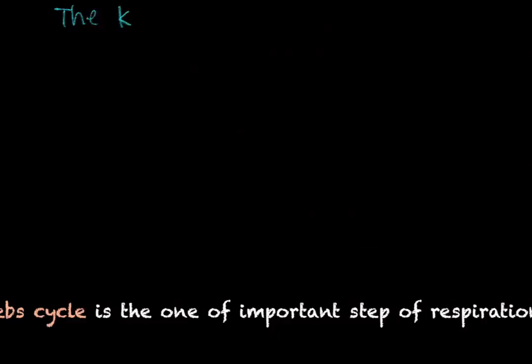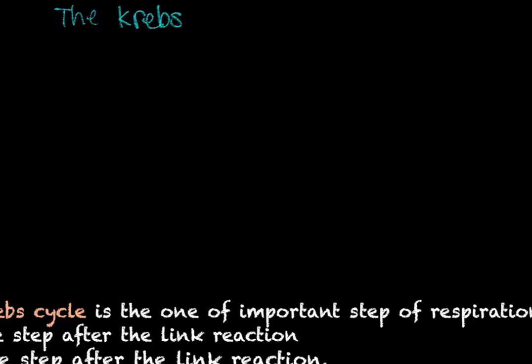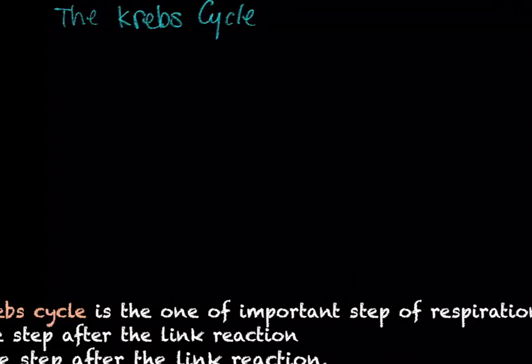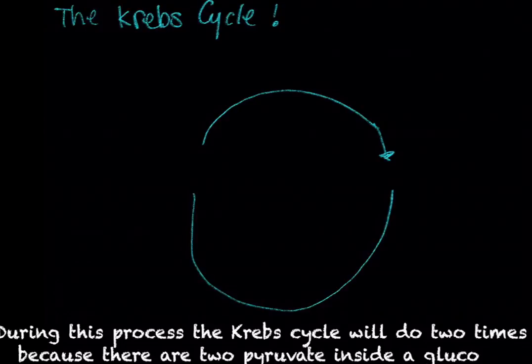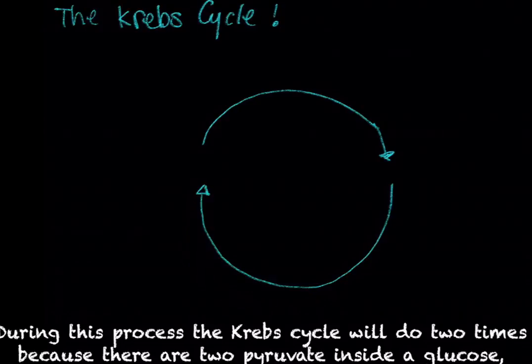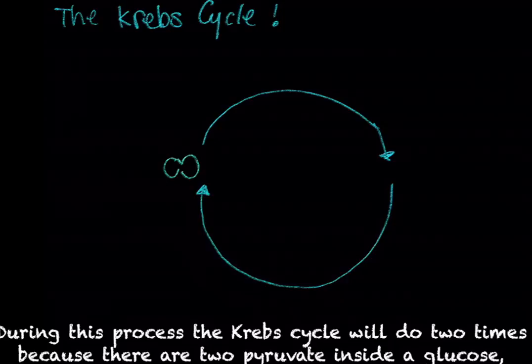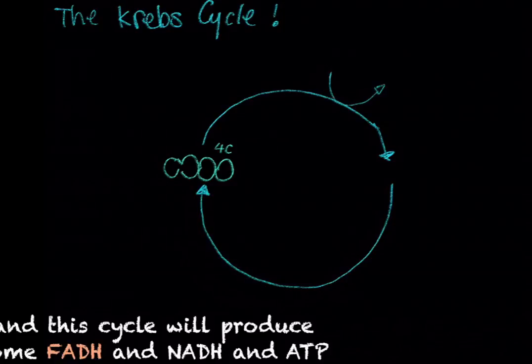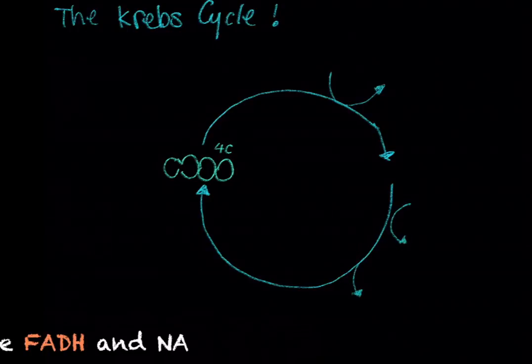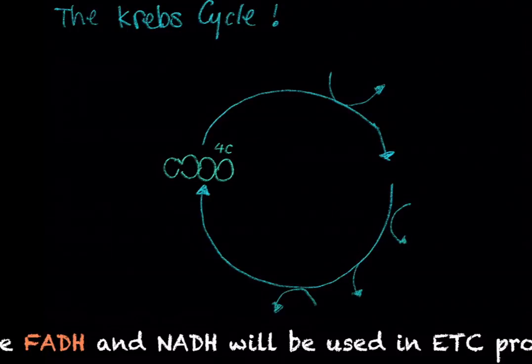The next step of aerobic respiration is the Krebs cycle. The Krebs cycle is one of the important steps of aerobic respiration, the step after the link reaction. During this process, the Krebs cycle will run 2 times because there are 2 pyruvate from the glucose. This cycle will produce some FADH, NADH, and ATP. The FADH and NADH will be used in the ETC process.